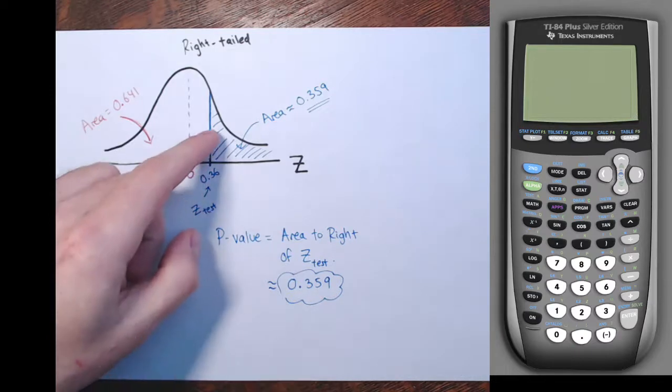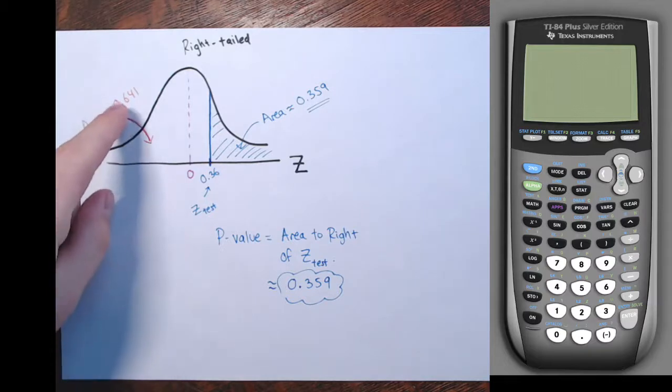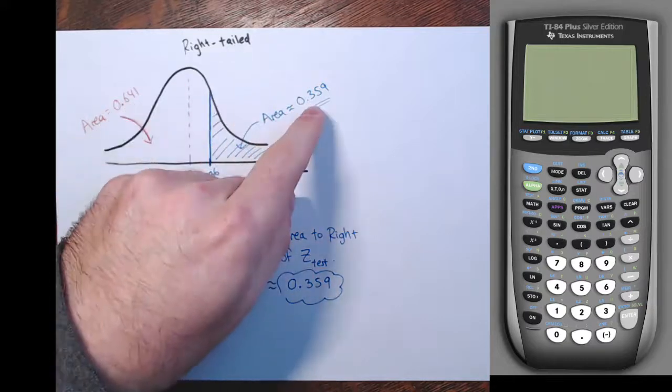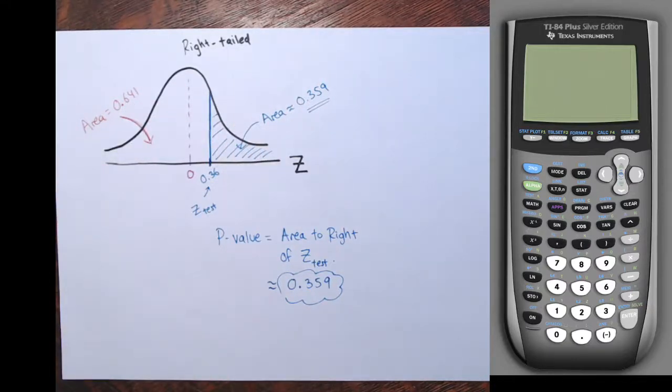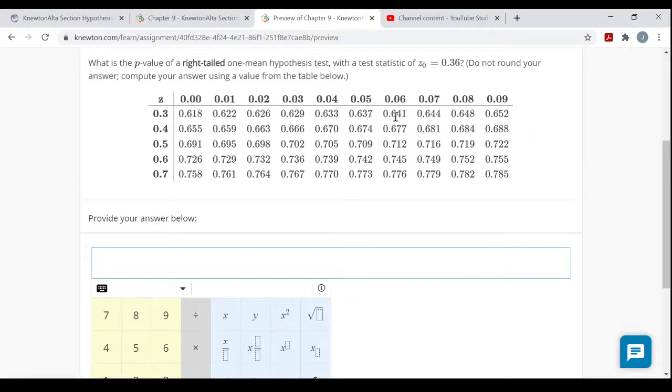But I want the area to the right. It's a right-tailed test, they mentioned. So I take 1 minus this. Subtract 0.641 from 1, and you get 0.359. And that's what we need to be entering, our p-value. So don't enter the value on the table if it's a right-tailed test. If this was a left-tailed test, then I would just enter the number on the table. But it's a right-tailed test, so I take the number on the table I found, 0.641, and subtract it from 1 to get 0.359 as my p-value.